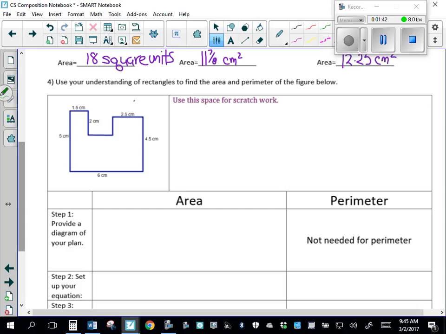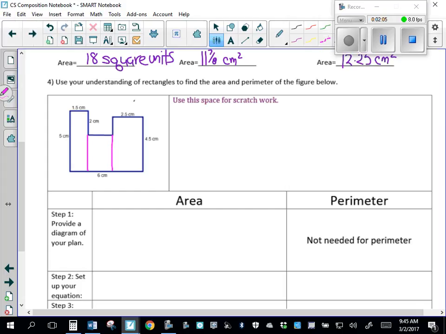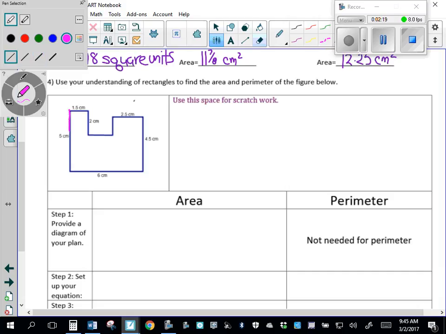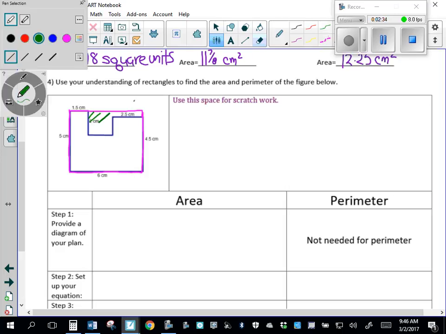So let's take a look at this complex figure below. In this complex figure, we have two choices. We can divide the figure into rectangles, or we can surround and subtract. If I decided to divide the figure into rectangles for the area, that would be my 3 rectangles. And if I surround it and subtract it, then what I would do is draw a big rectangle around the whole shape, and subtract out this bit here.